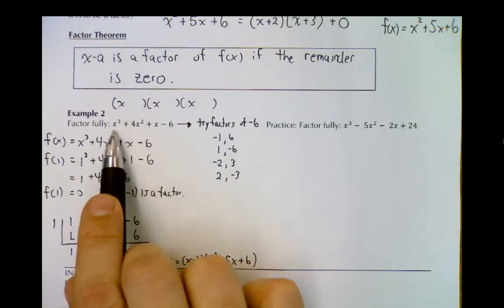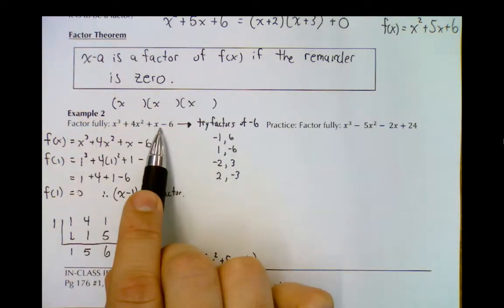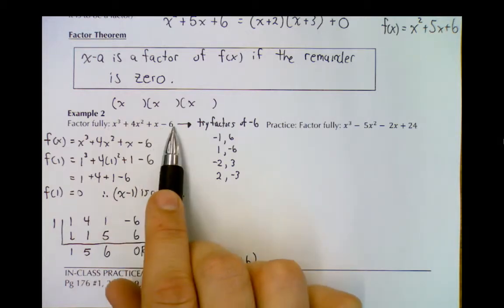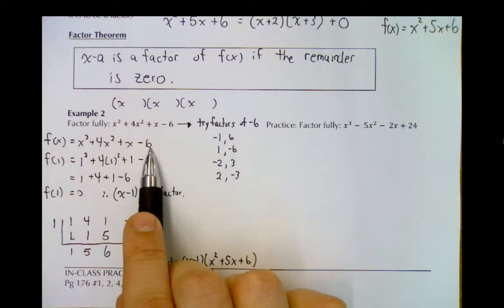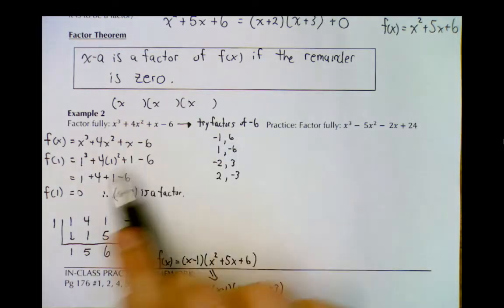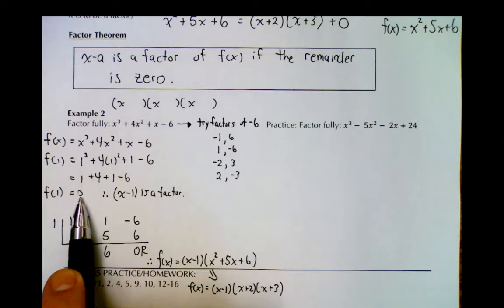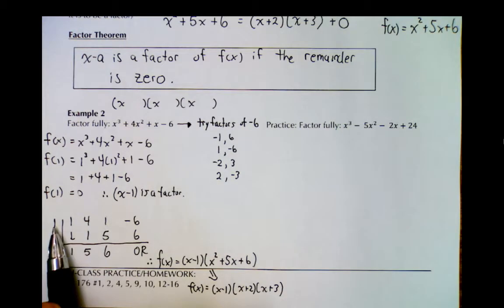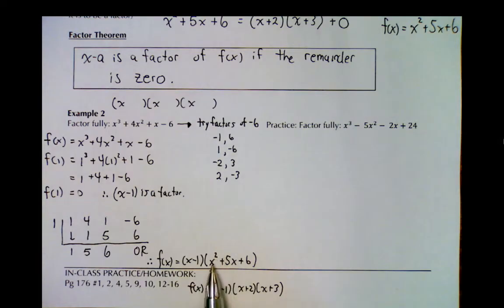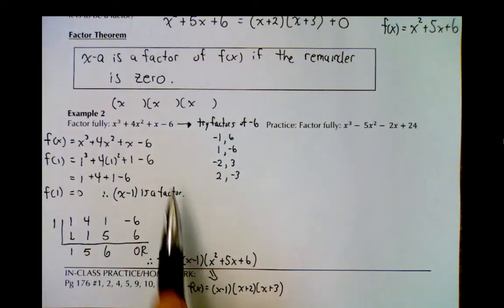We went from a degree 3 expanded form, used factors of the last term, -6, through trial and error. We tested some of these values to see which ones would give us a remainder of 0. Once we found our first one, we did some polynomial division to partially factor and then end up with a single factor plus a leftover quotient, and then we factored the remaining quotient using factoring of a simple quadratic. And now we have a fully factored polynomial.